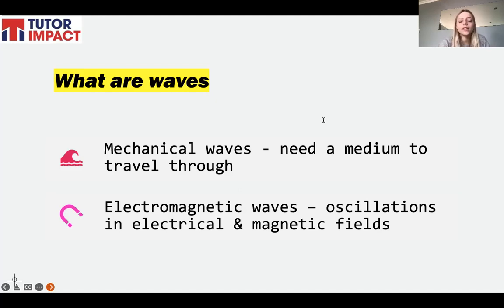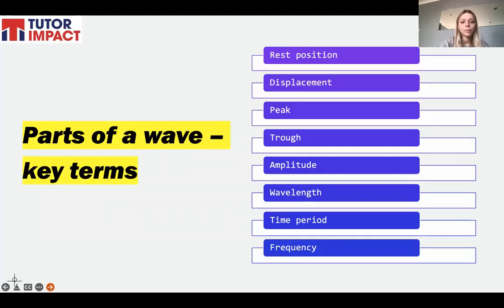In contrast to this, we also have electromagnetic waves, and these cause oscillations in electrical and magnetic fields. So they don't necessarily need a medium, a solid, liquid, or gas, to travel through, unlike mechanical waves. We're now going to look at different parts of a wave.